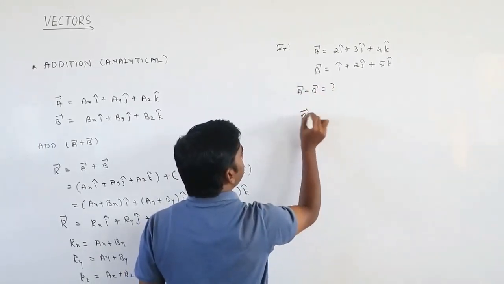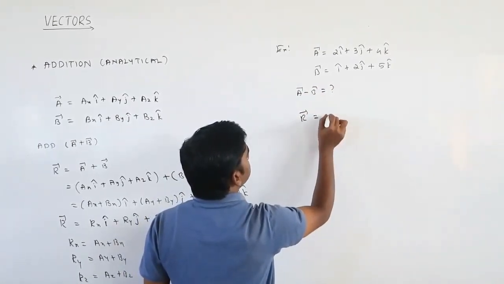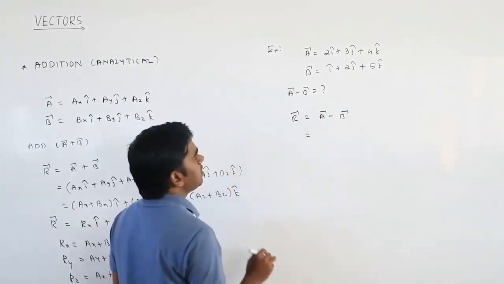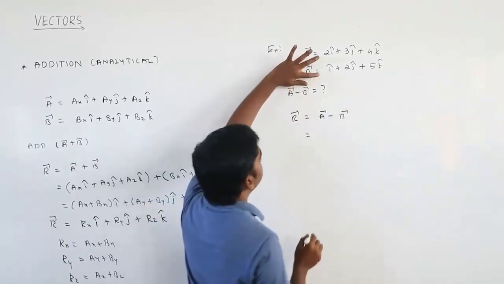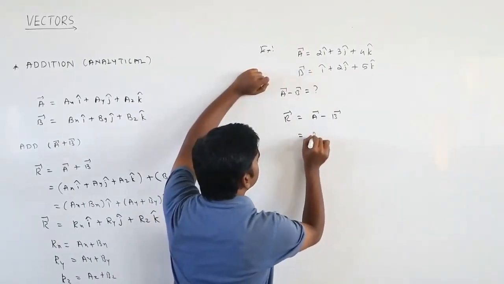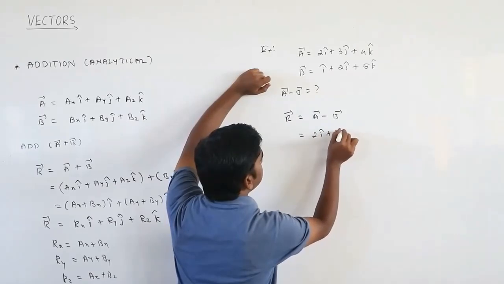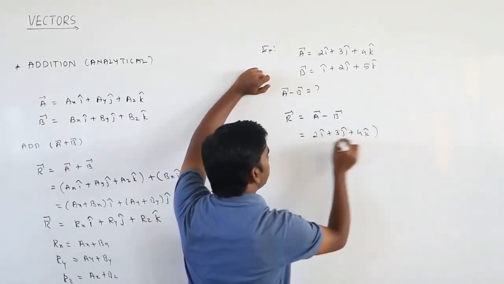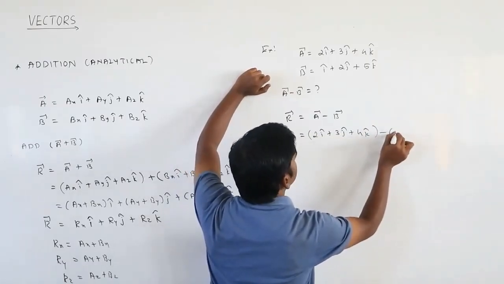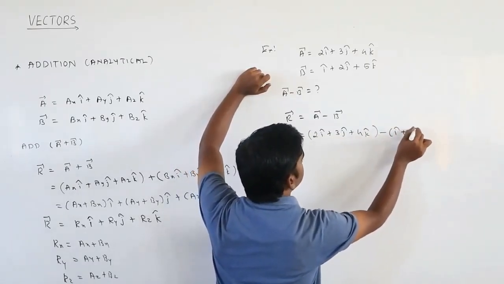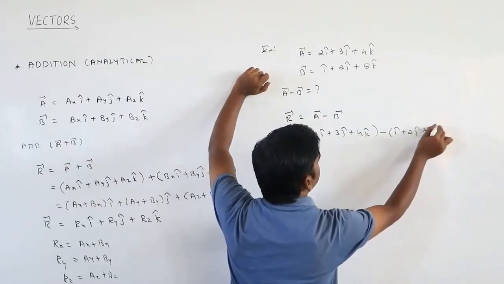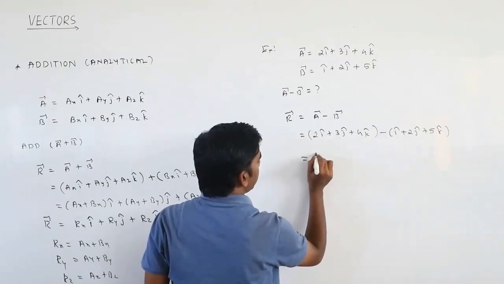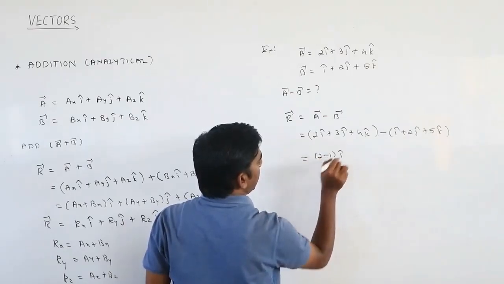So the resultant vector is a minus b, vector a minus vector b. What you have to do is subtract their respective components. So 2i cap plus 3j cap plus 4k cap, minus i cap plus 2j cap plus 5k cap. So 2 minus 1, that means 1 i cap.